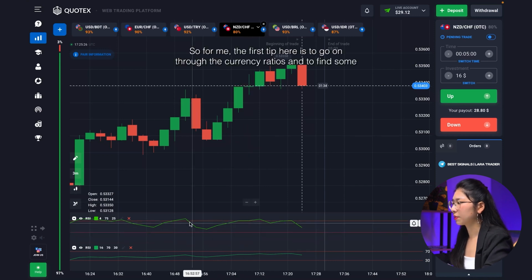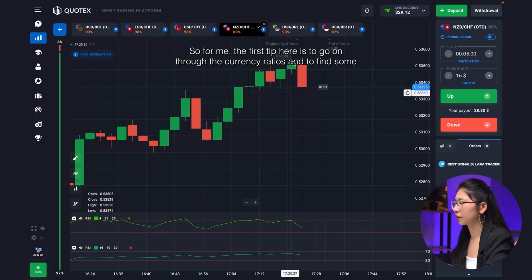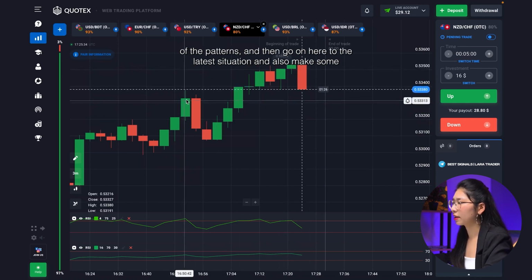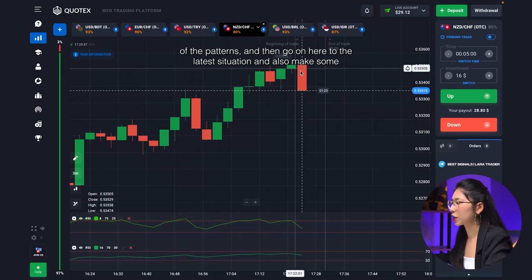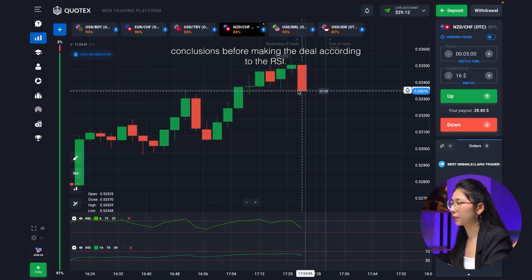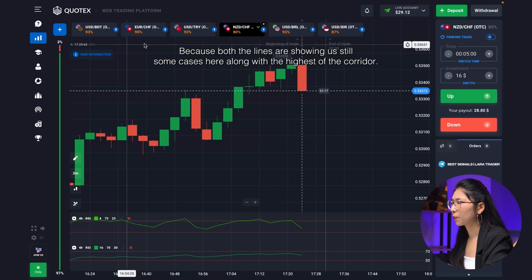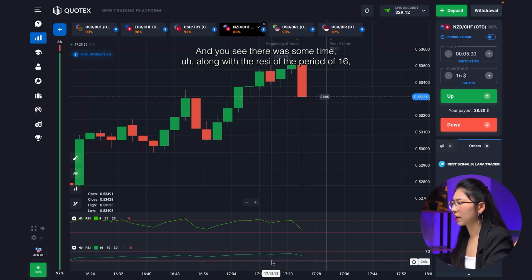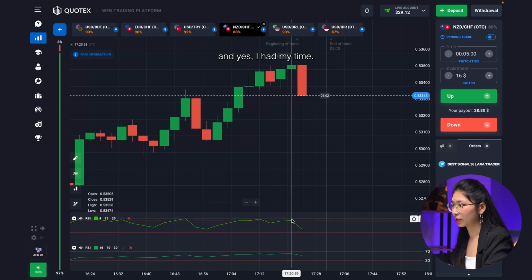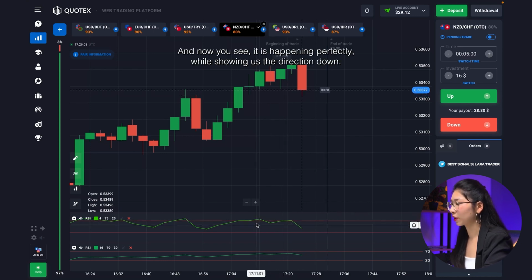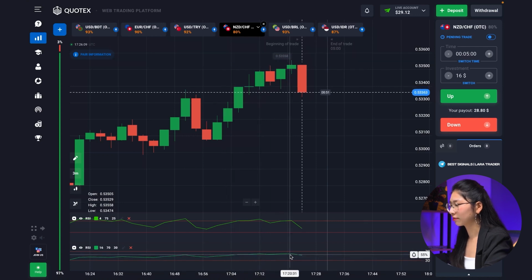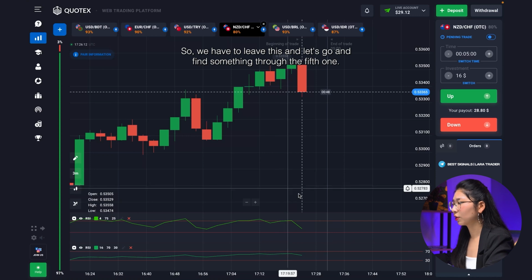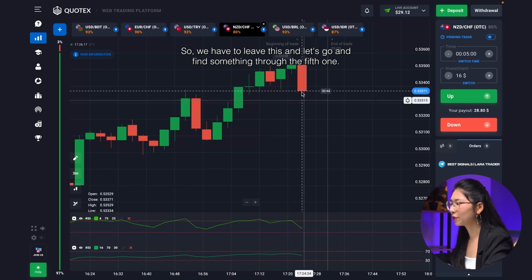So for me, the first tip here is to go through the currency ratios and to find some of the patterns, and then go on here to the latest situation, and also make some conclusions before making the deal according to the RSI, because both the lines are showing us still some cases here along with the highest of the corridor. And I see there was some time along with the RSI of the period of 16, and yes, I had my time, and now we see it's happening perfectly while showing us the direction down. Yes, so we have to leave this and let's go to find something through the fifth one.